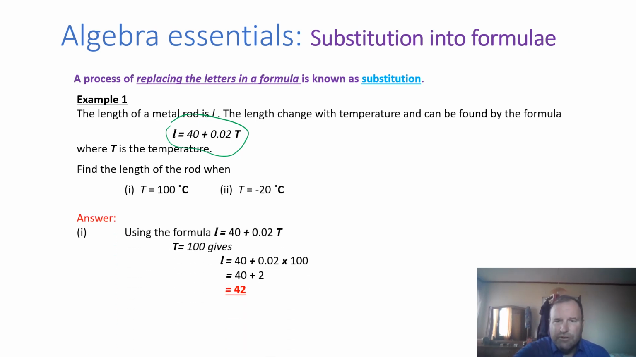Okay, so if we use the formula, you can see here, T equals 100, we're substituting in where T is. So we do a bit of calculation. 100 times 0.02 is 2. So you can see that the new length of the metal is 42 units, whatever that may be. It could be centimeters, it could be meters, it could be inches.